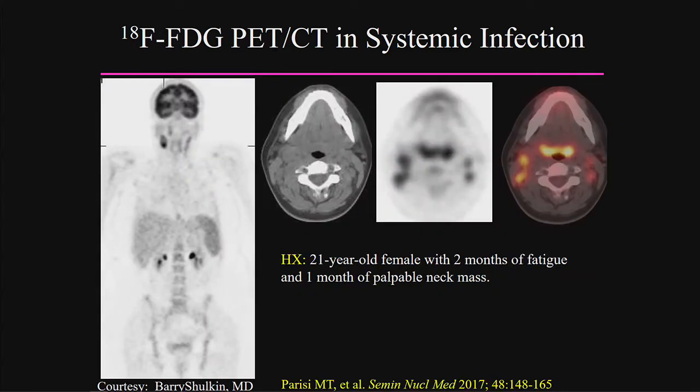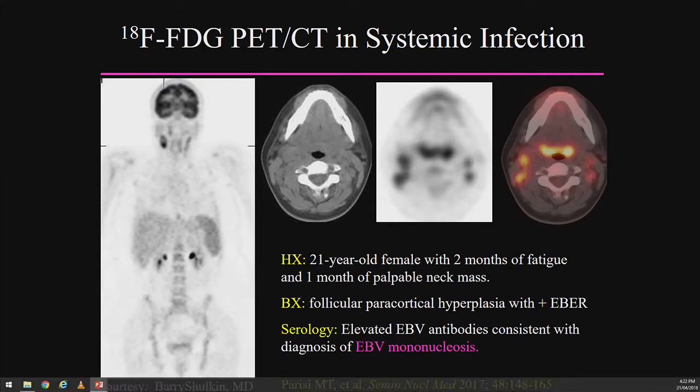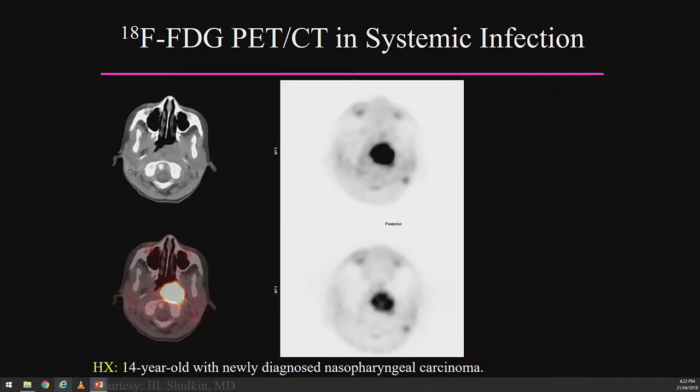This 21-year-old female with 2 months of fatigue and a palpable neck mass underwent FDG PET, and you can see abnormal uptake in multiple cervical lymph nodes. Biopsy and serology confirmed a diagnosis of EBV mononucleosis as opposed to lymphoma, which was the reason the patient went to get their PET scan in the first place.